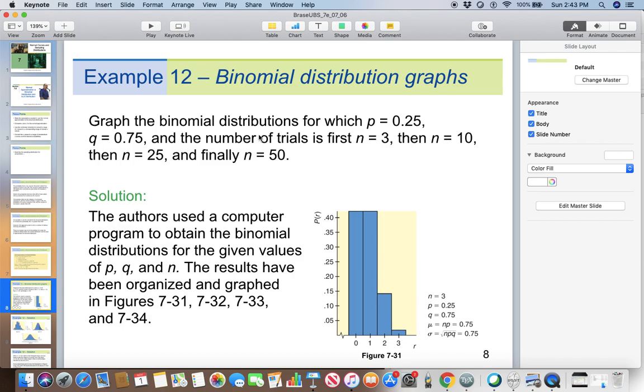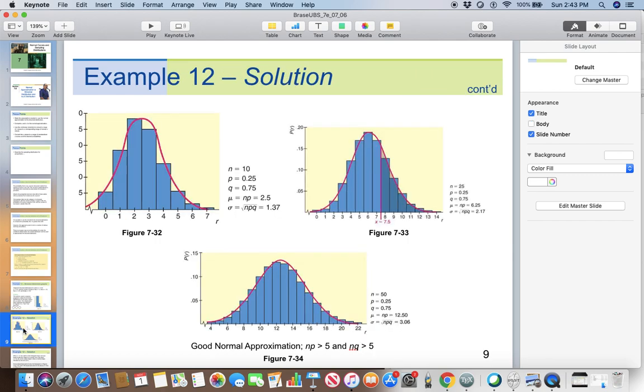In our case, here is an example. P equals 0.25, so q is 0.75. Number of trials is 3, then 10, then 25, and then 50. So for various n's, you're looking at R here, 0 to 3, when you have 3 trials. Mu is n times p, sigma is the square root of n times pq.